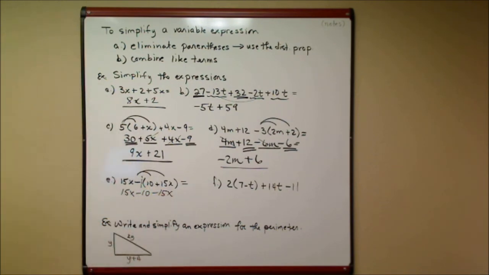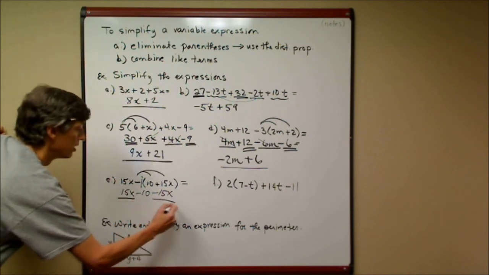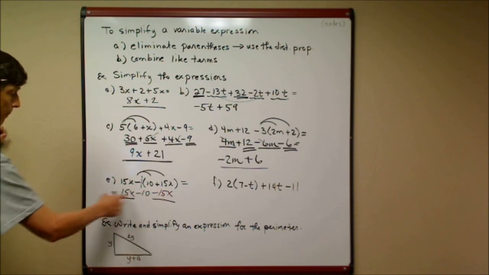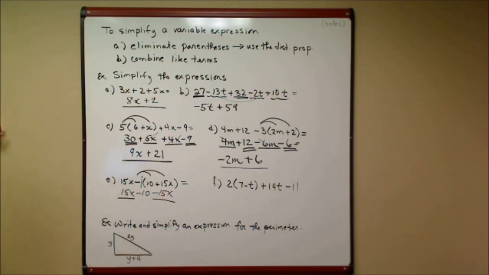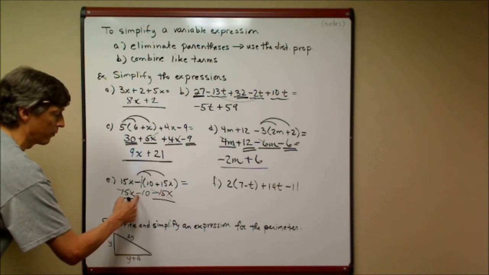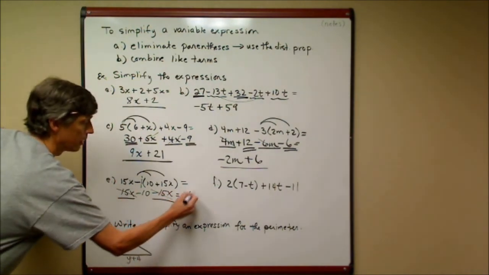Now this one's kind of weird. I have like terms. I have a positive 15x. I have a negative 15x. These are opposites. They cancel out. That's 0x or just 0. So these cancel out. That's the first time we've come across that. And I'm left with negative 10. And that's my answer.